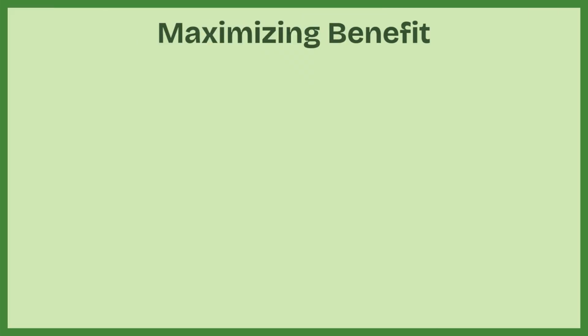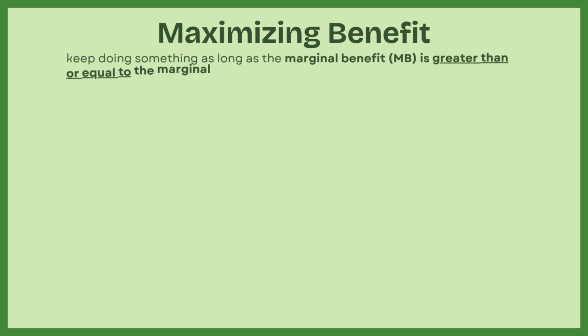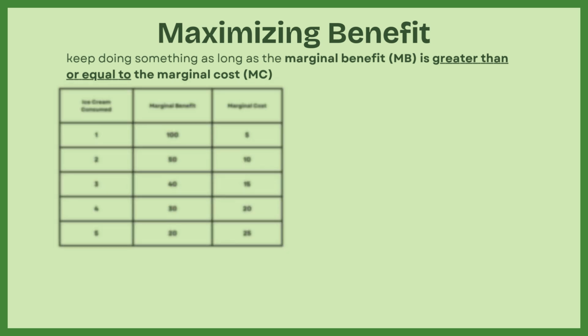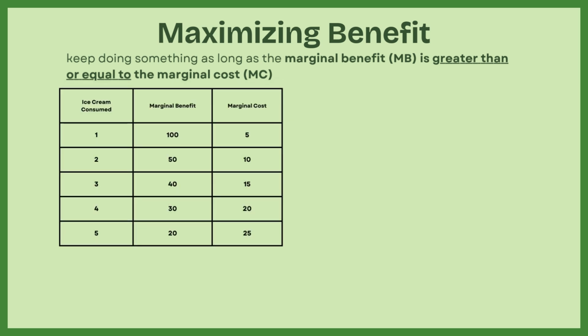Now let's use this knowledge to go over how a rational consumer can maximize their benefit. A person maximizes benefit when they keep doing something as long as the marginal benefit is greater than or equal to the marginal cost. To maximize your benefits when eating the ice cream, you would consume the first one because the marginal benefit of 100 is greater than the marginal cost of 5.